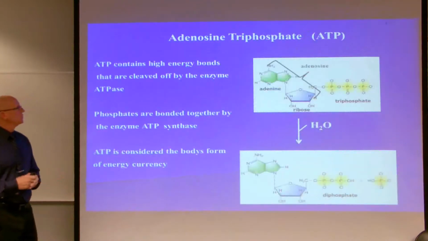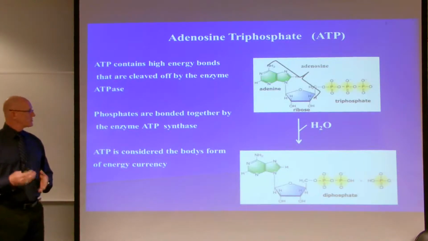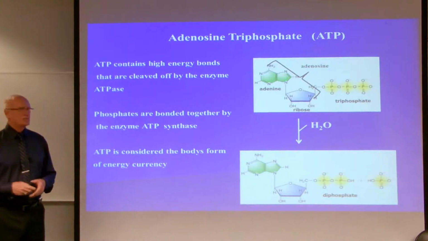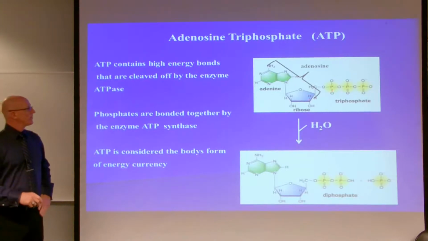And this is a molecule of ATP. This is adenosine triphosphate. And this is what we use as our form of currency. ATP is considered the body's form of energy currency. So ATP contains high energy bonds. These are 3 phosphate bonds. There's 2 bonds here, and these in between these phosphates are high energy bonds.